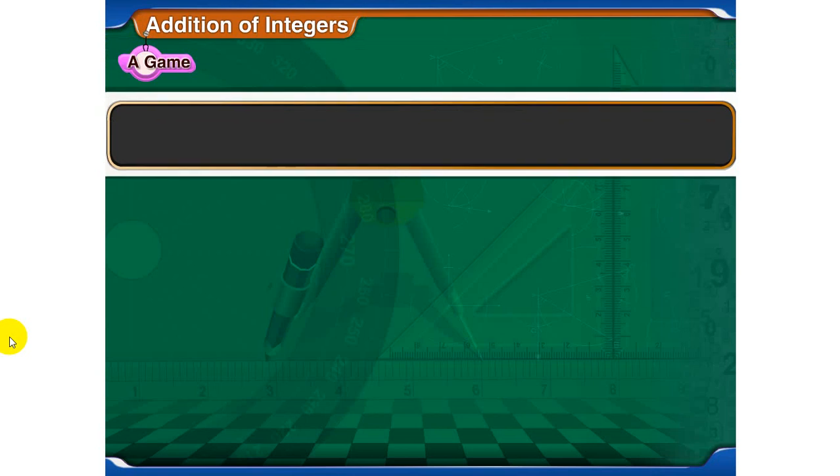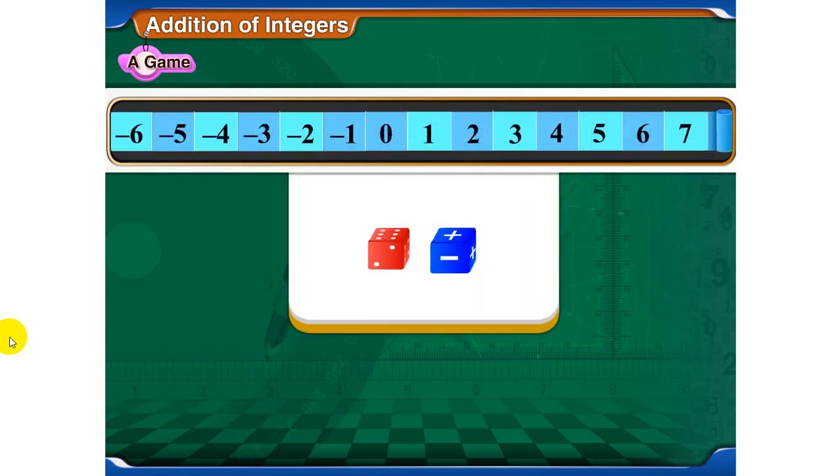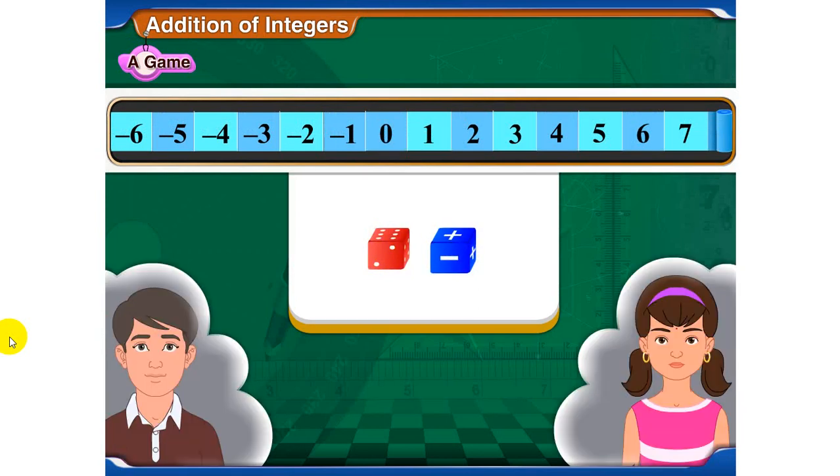A game. Take a number strip marked with integers from +25 to -25. Take 2 dice, one marked 1 to 6 and the other marked with 3 plus signs and 3 minus signs. Players will keep different colored buttons or plastic counters at the 0 position on the number strip.